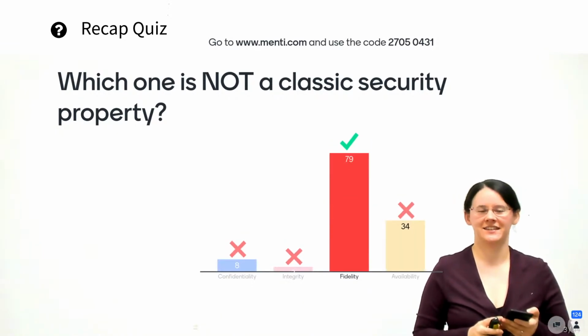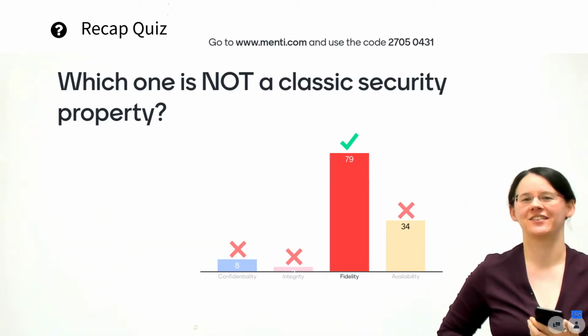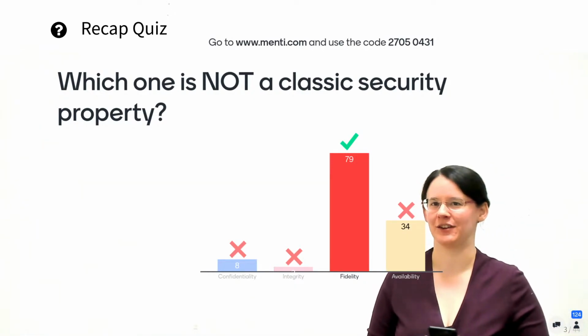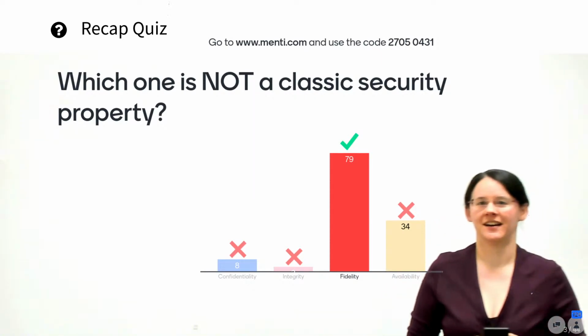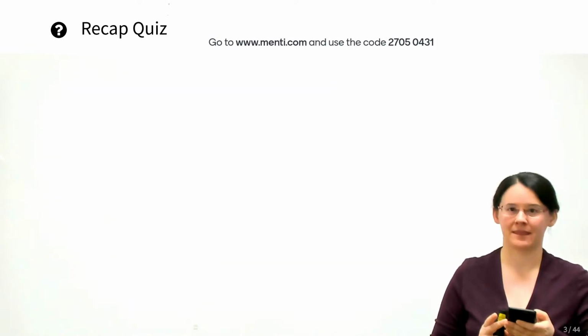Okay, let's see. There is a great sense of unity among you. So you all agreed, or most of you agreed, that indeed fidelity is not a classical security property in information security. That's great. Okay, let's head on to the next question.